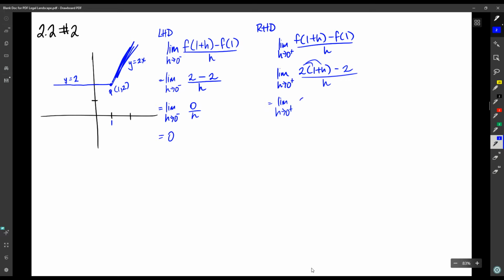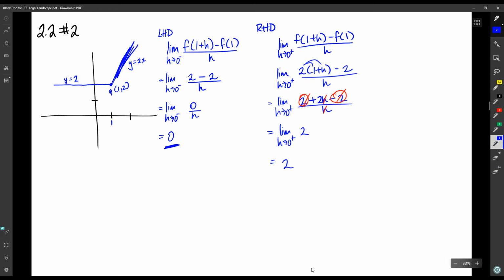By the distributive property, we'll have 2 plus 2h, and then minus 2 in the numerator over an h. We will notice that the 2 minus 2 makes 0, and then our remaining 2h over h, we can cancel the h's. So this is now the limit as h approaches 0 from the right of just 2, and that limit is equal to 2, thus the right-hand derivative is 2.